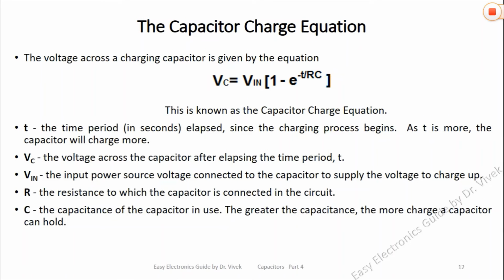The voltage of a capacitor after a certain charging time period t is given by Vc equals Vin into 1 minus e to the power minus t divided by RC. This equation is known as the capacitor charge equation. Here Vc is the voltage across the capacitor, Vin is the input power source voltage, R is the resistance to which the capacitor is connected, and C is the capacitance of the capacitor.